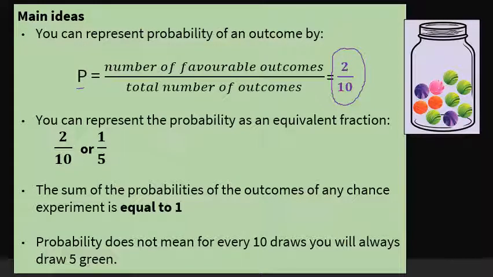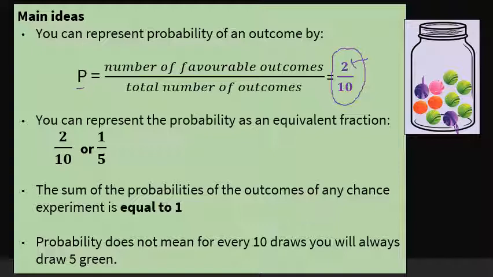I can see that there are 2 purple marbles that I could possibly draw. I could either draw this one here or this one here. So that's the number of favorable outcomes. I want to get purple. And then the total number of outcomes, well, there are 10 marbles in there altogether. So I put 10 down the bottom, it's 2/10.